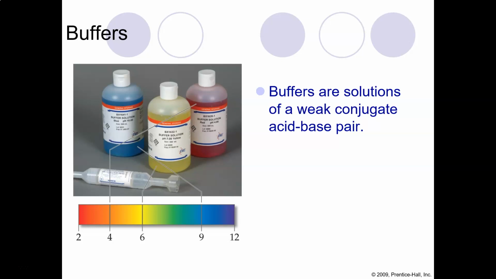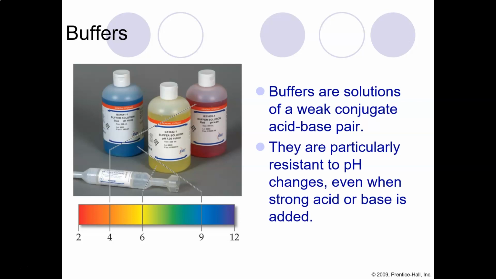Okay, so buffers are a mixture of a weak acid and its conjugate weak base. So like HF and F minus. So a weak acid and its conjugate base mixed in the same solution. That's how you would make a buffer, is mix a weak acid with its weak base. And what they do is they are resistant to pH changes.